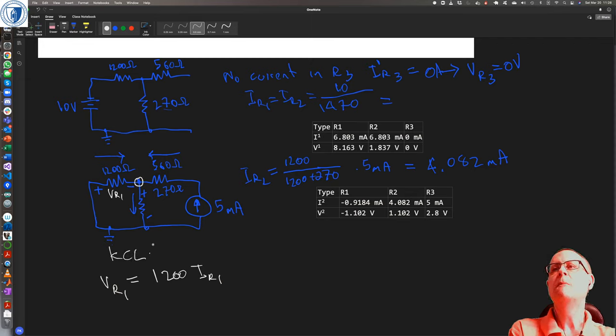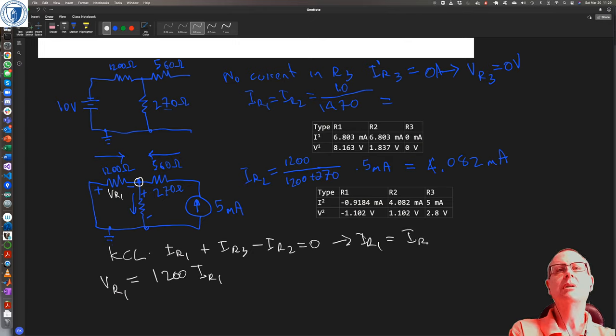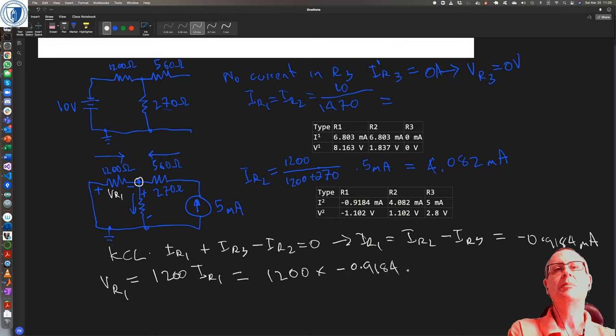KCL, and I'm talking about this node here, is going to be IR1 plus IR3 minus IR2 equals zero. So that means that IR1 is equal to IR2 minus IR3, which is our minus 0.9184 milliamps. And so I can just plug that in here and I get 1200 times minus 0.9184 milliamps, times 10 to the minus 3, which should end up being about minus 1.102 volts.